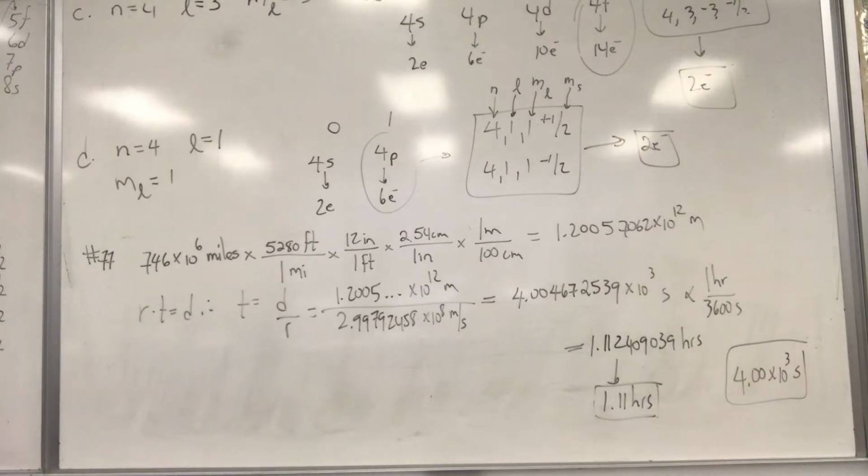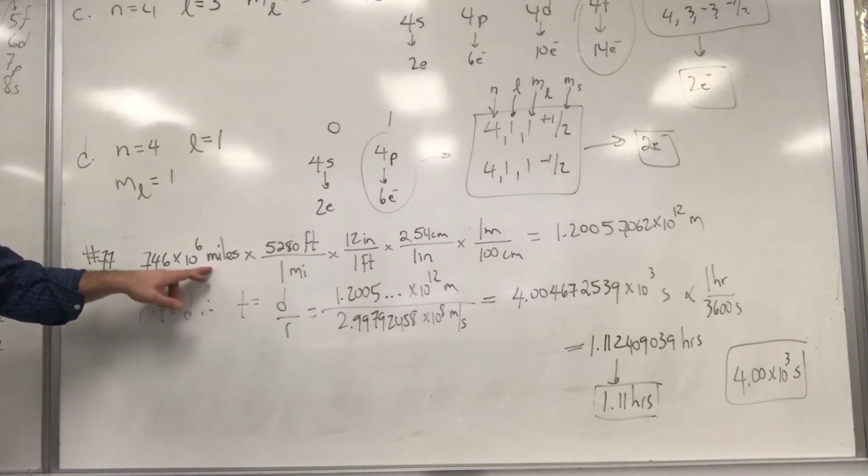In question number 77, they ask, in June 2004, the Cassini-Huygens spacecraft began orbiting Saturn and transmitting images to Earth. The closest distance between Saturn and Earth is 746 million miles. What is the minimum amount of time it takes for the transmitted signals to travel from the spacecraft to Earth?